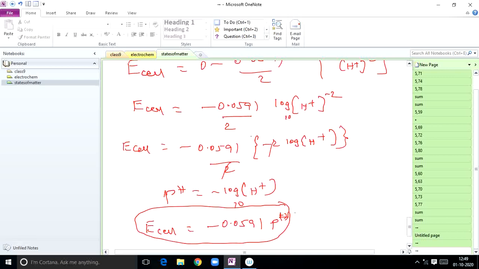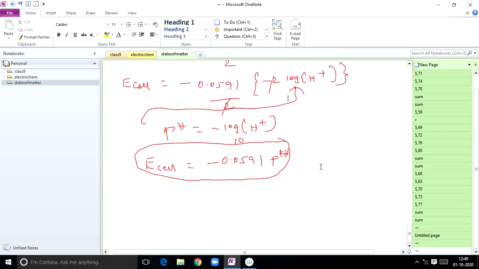Okay, substitute this. How to substitute this pH expression in this? We'll get it. So E cell is equal to minus 0.0591 into pH. So that is the important thing what you have to remember. Next, all these are very important for numericals.